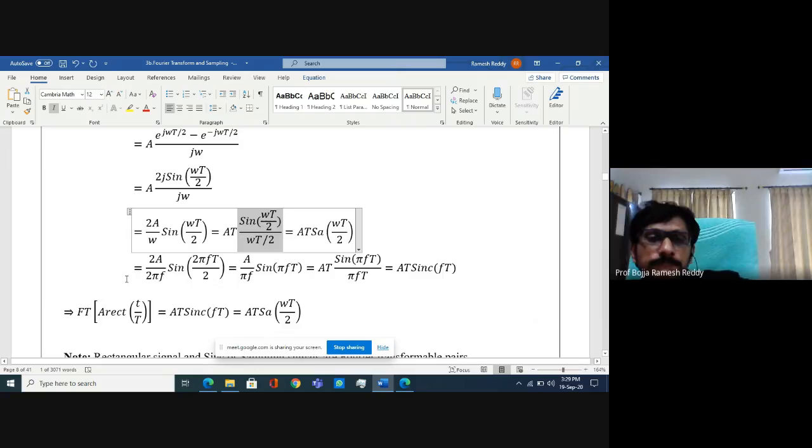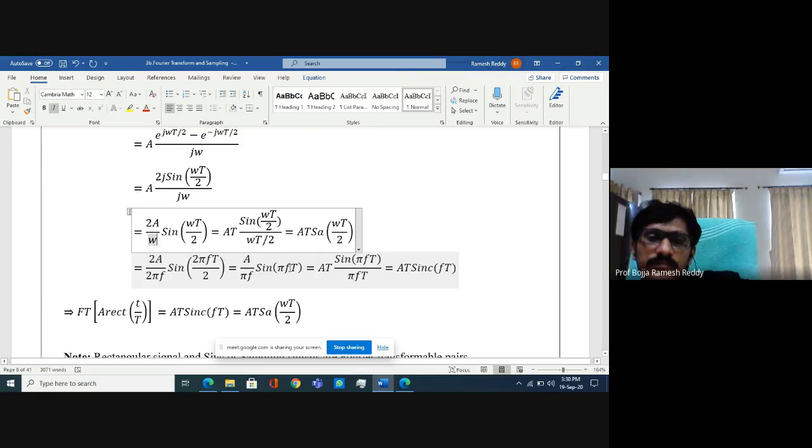Now see here, 2A by omega, 2 pi f, sin(2 pi f t by 2). See, 2A by 2 pi f. The 2 gets cancelled, A by pi f. Next, come here: sin(pi f t by 2) over 2 pi f, 2 times gives pi f t.